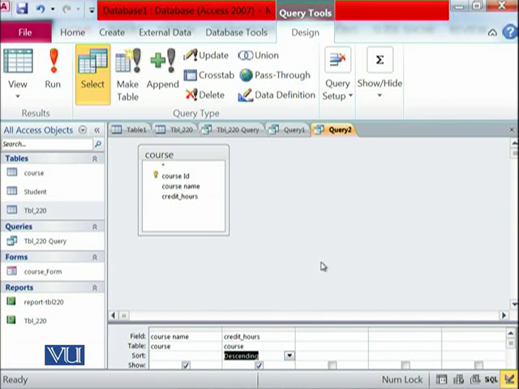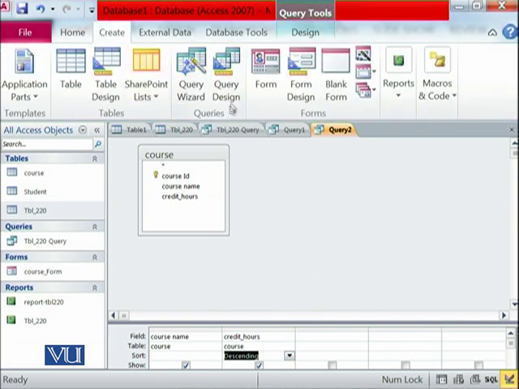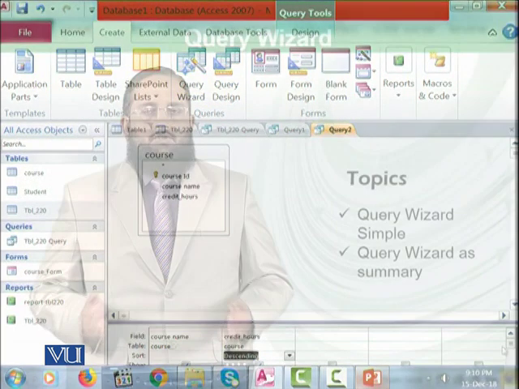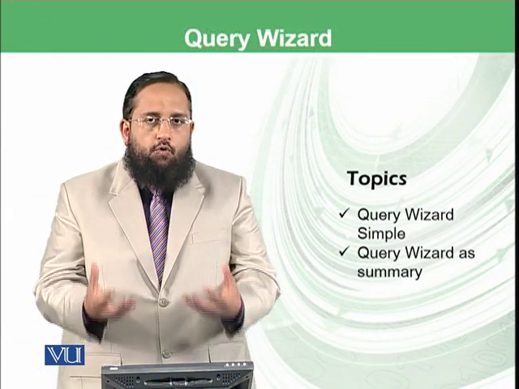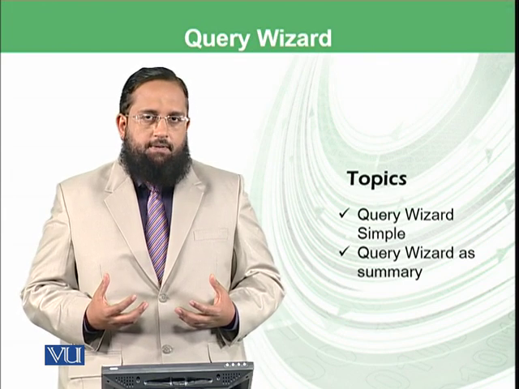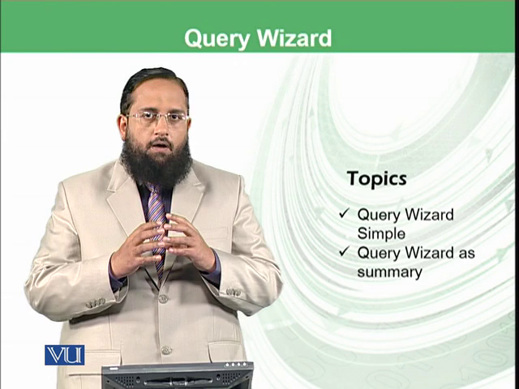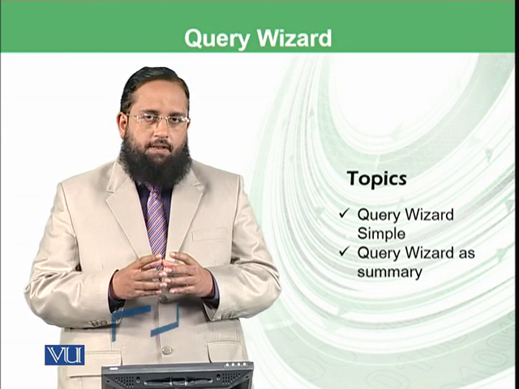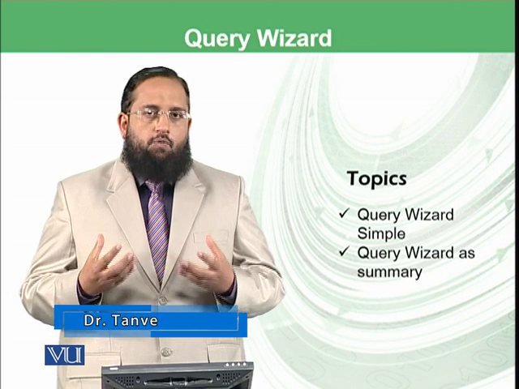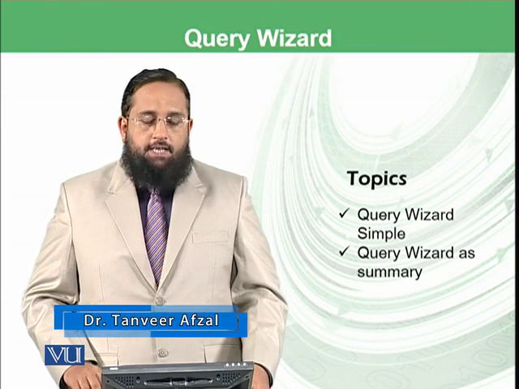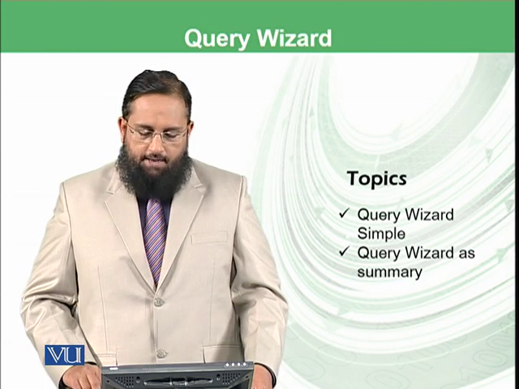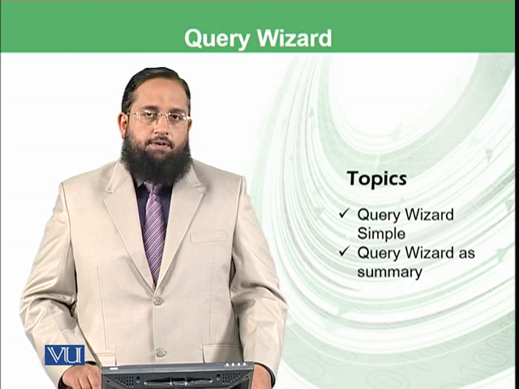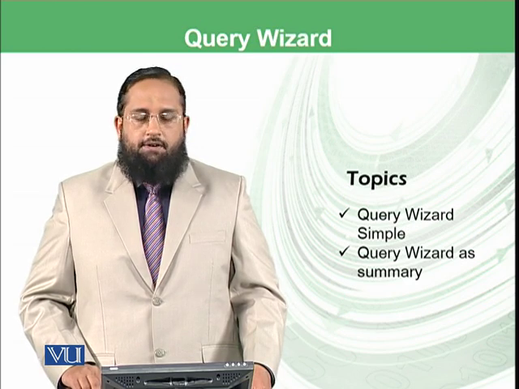So we have learned two ways of queries. One is the direct way of designing using the wizard and then Query Design. So dear students, let's conclude today's topic. We have seen how we can query the database and the tables, and how we can search for our required data from the tables, and that data can be shown to us as a result of that query. And we have seen how Query Wizard using simple works, and how Query Wizard as summary works in query generation and result calculation.